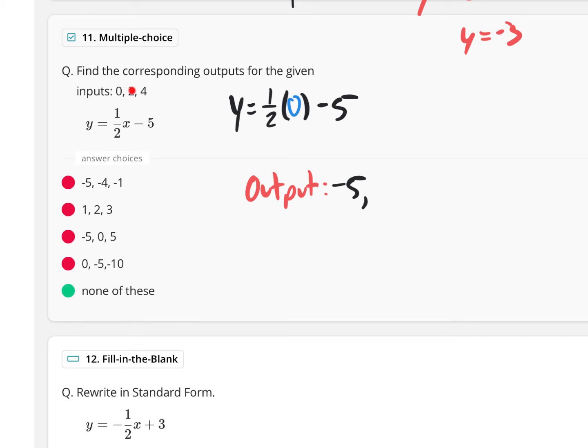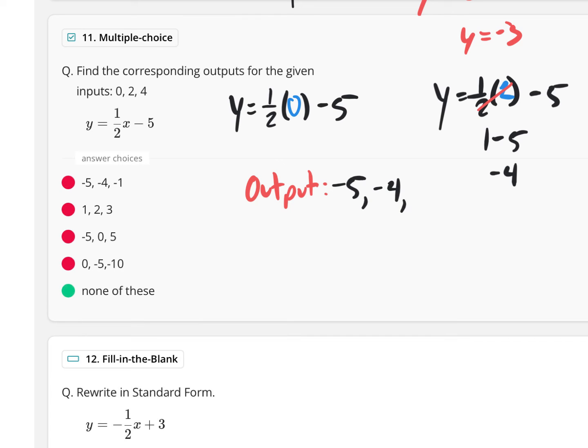How about the next output? Well, let's plug in the number 2 right in there. Let me write my equation again, but this time in x, I'm going to plug in the 2. And of course, it's great when you have a fraction times its own denominator. That eliminates. So the 2 and the 2 cancel out. What I have left is a 1 minus 5. 1 minus 5 will be -4. So my next output is -4.